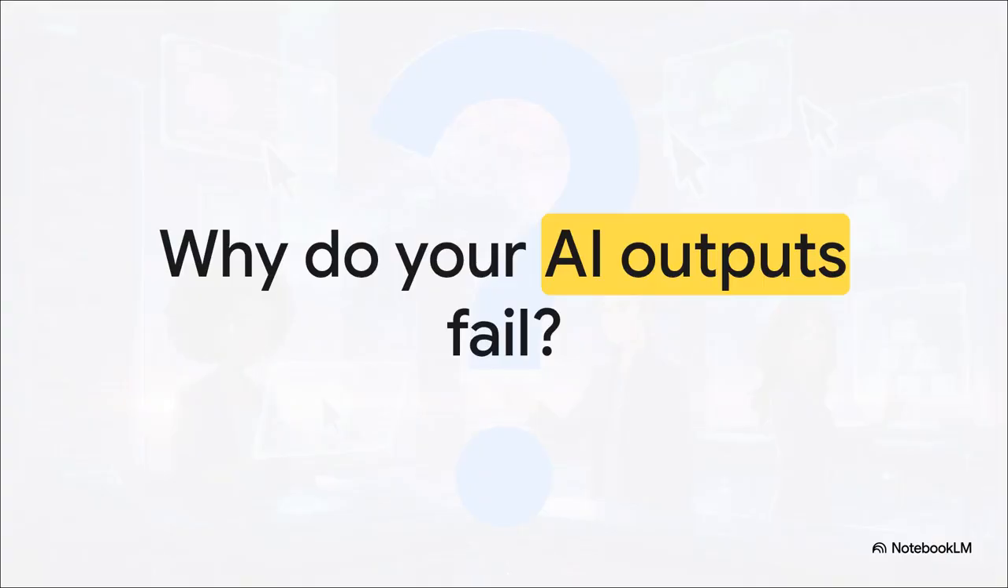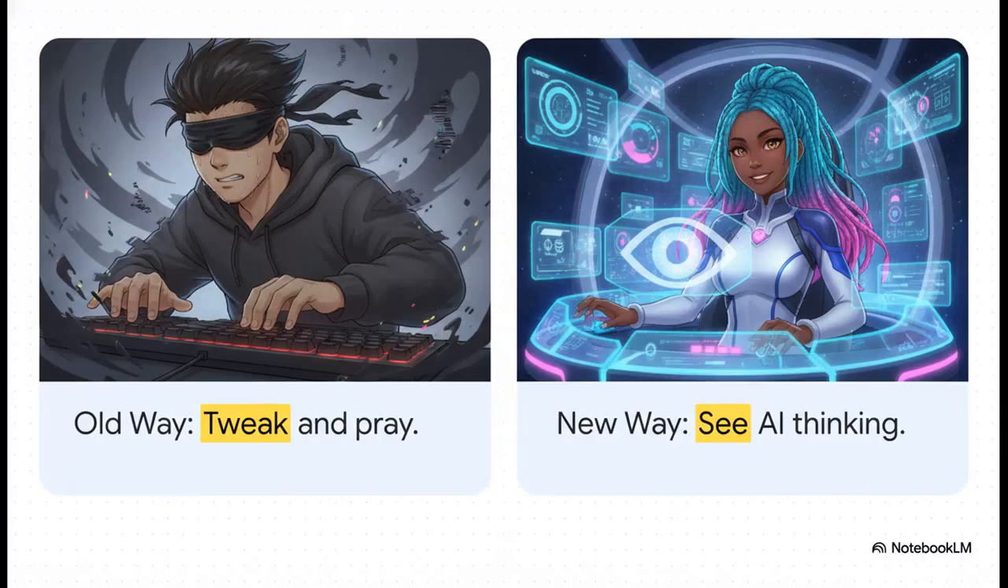But here is the thing that nobody is really talking about. The AI doesn't fail because it's dumb. It fails because right now you are flying completely blind. Up until this very moment, you couldn't actually see what the AI was thinking about or focusing on. You were essentially just throwing your inputs into a void and crossing your fingers for the magic to happen on the other side. Well, that whole tweak and pray era, it's over.